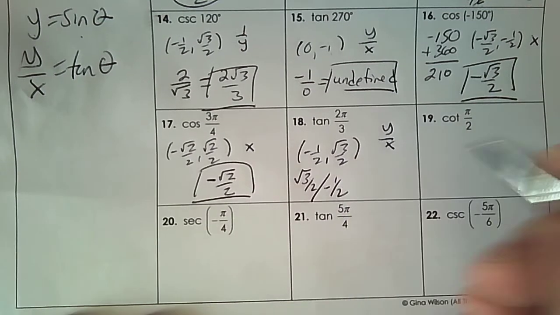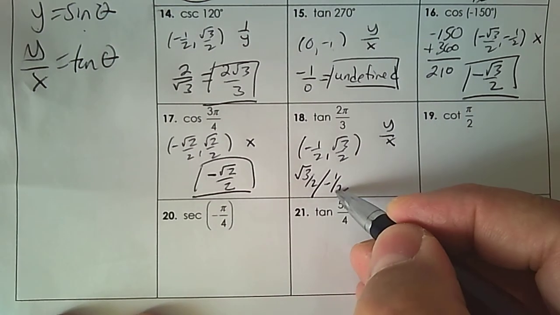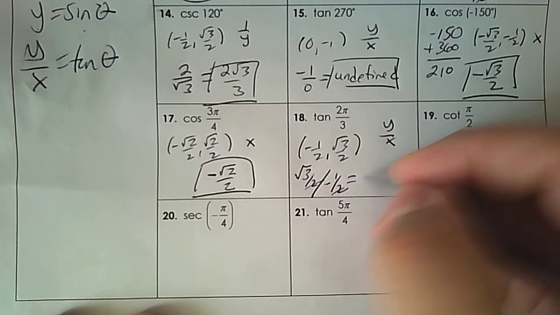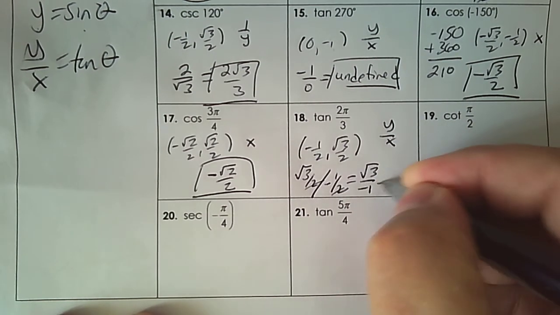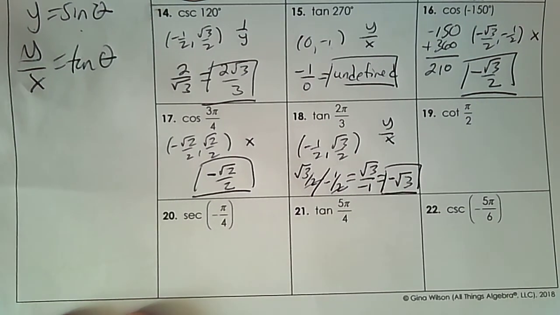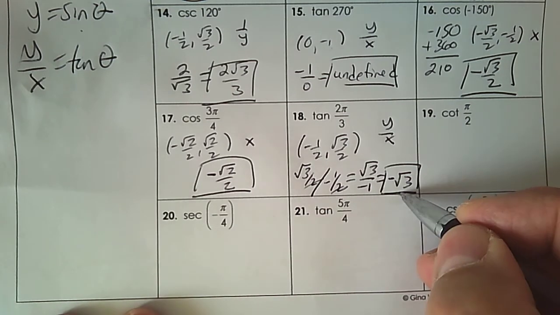So then when I look at the y and I look at the x and I divide these, I want you to notice they both have a 2 in the denominator. When you multiply top and bottom by 2, they divide out. And what you're left with is root 3 over negative 1 or negative root 3. So I don't need to rationalize anything there because there's no square root in the denominator. So it simplifies to negative root 3.